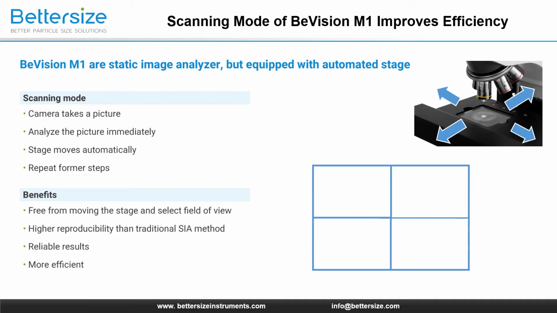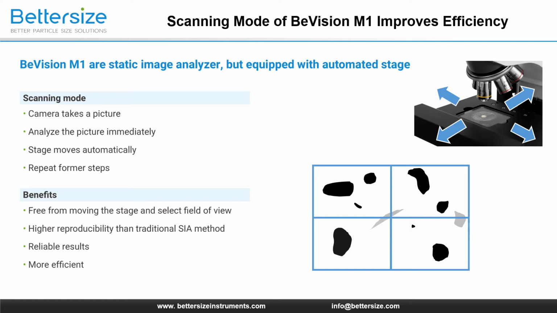The workflow of the Bevision M1 scanning mode is to capture an image first, then analyze the image while moving the stage, capture the next image once the stage has reached a new position, and repeat. The Bevision software will display real-time results during the scanning process. The scanning mode is widely welcomed in different industries with its efficiency and reliability.